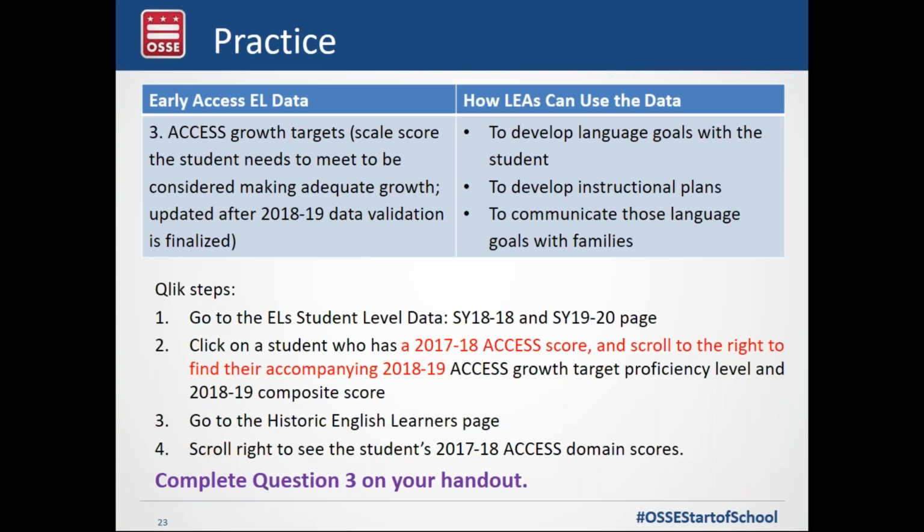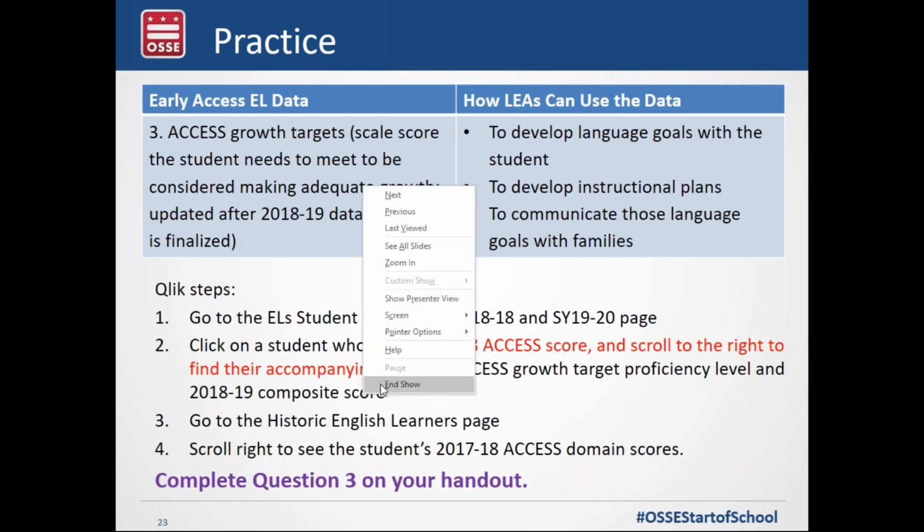Okay, so we will go ahead and practice in just a moment. The steps that we will follow are to start at the student level data page. And then I have this in red here because what I have in the training app is actually a year behind. You'll be able to click on a student who has a 2018-19 score and then scroll and find their 2019-20 growth target. After you select a student, we're going to switch pages. We'll go to the Historic English Learners page, and that's where you will see the domain level scores. Okay, so I'm going to go and show you that right now.